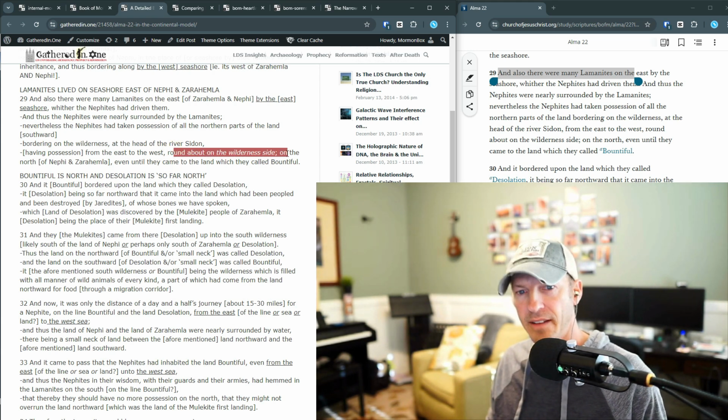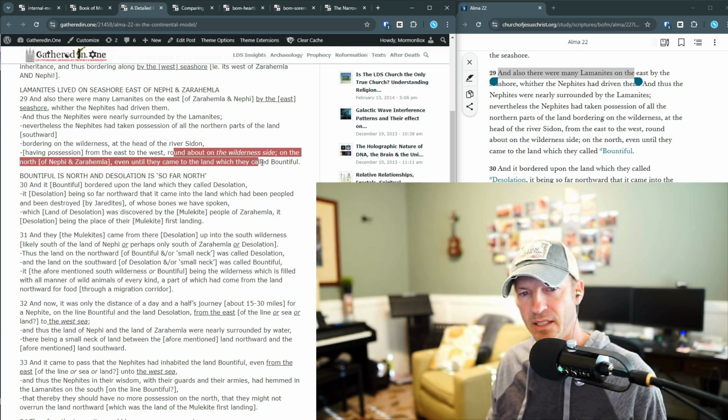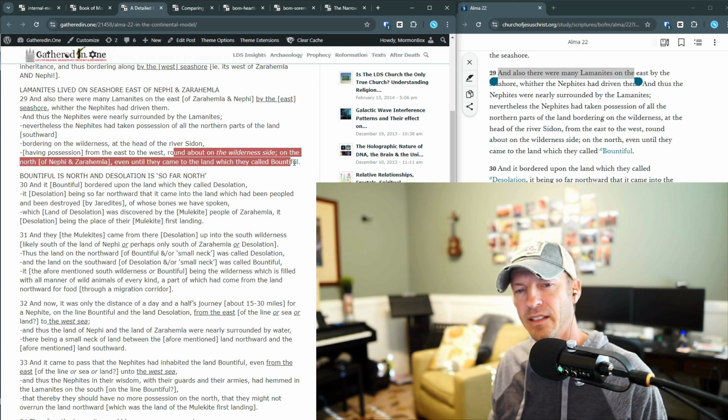Roundabout on the wilderness side, which we'll find out later is the west. On the north, right? On the north of what? Probably on the north of the land of Nephi and Zarahemla, even until they came to the land which they called Bountiful. Now there's the indicator of what he's talking about, right? So the Nephites have taken possession of all the northern parts of the land from the wilderness, right?